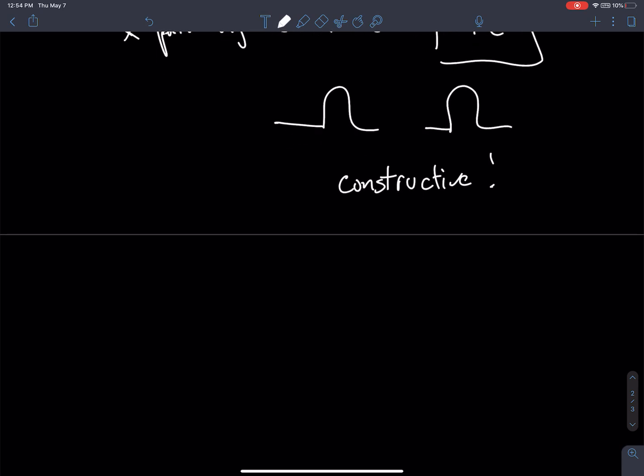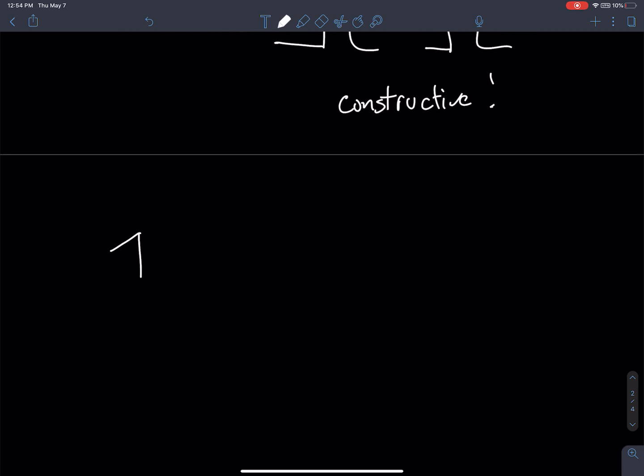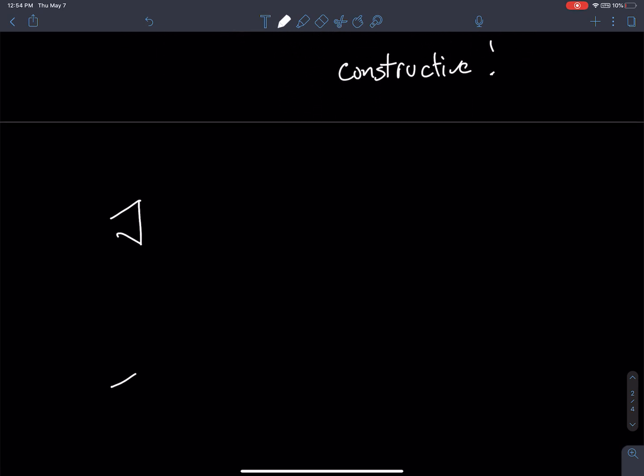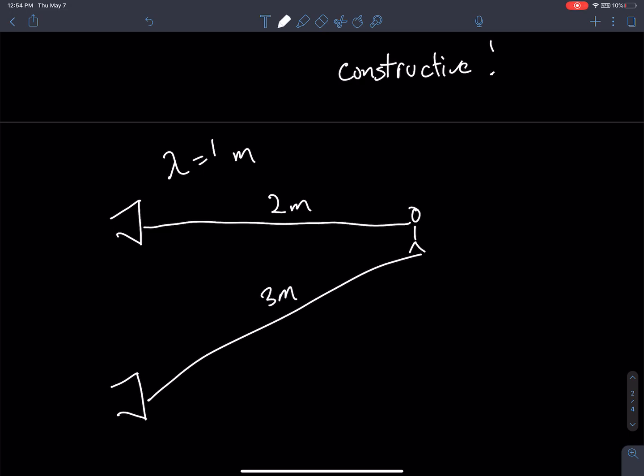So let's just take a look again. If I drew my speaker here, and I drew my speaker over here, and I'm standing over here, and let's say my wavelength is equal to 1 meter. If I am 2 meters away from that source, and I am 3 meters away from that source, will I be hearing a sound, or will I not be hearing a sound?